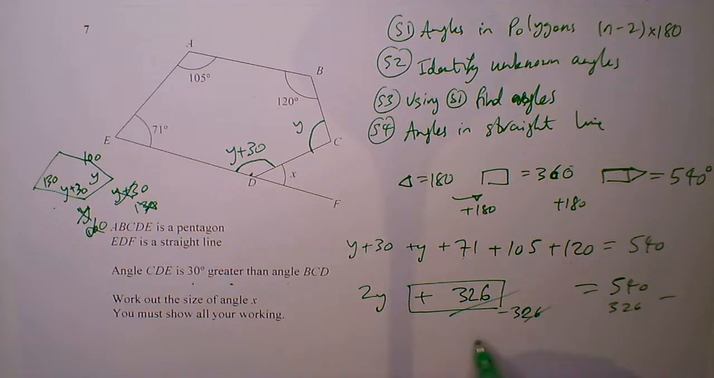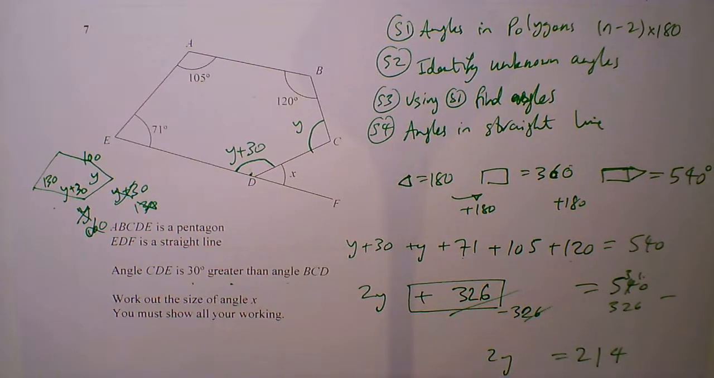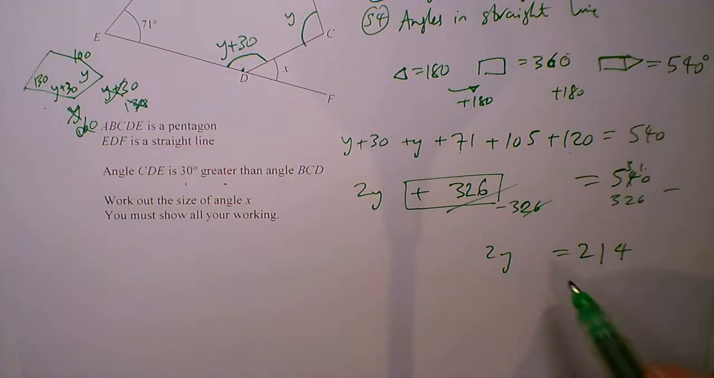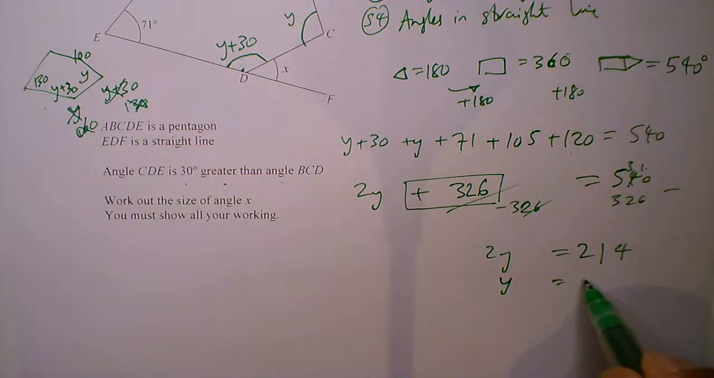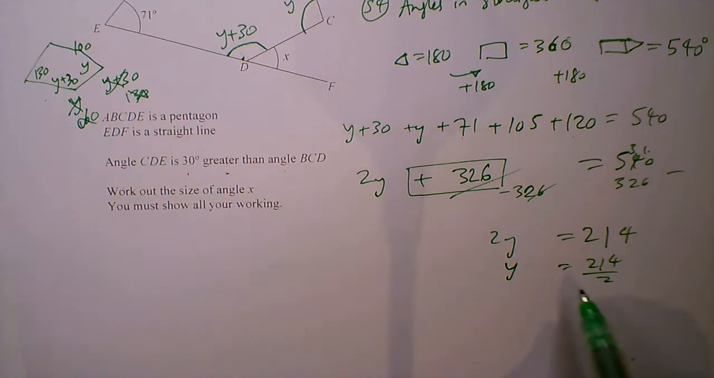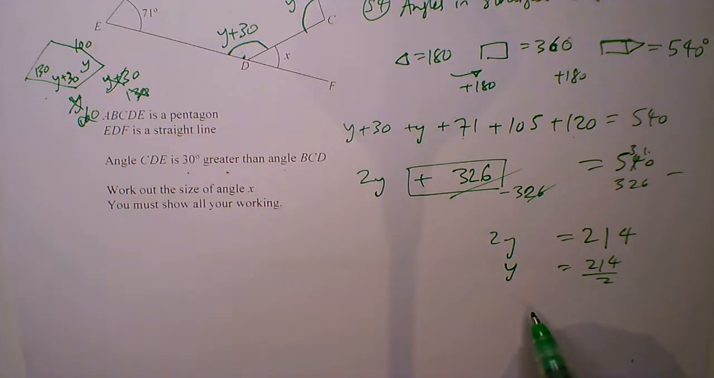So now I need to remove the 326 first, minus 326 on both sides. So these will cancel. 2y equals, this becomes 4, 3 take away 2 is 1, 5 take away 3 is 2. So this is 214. Now I can divide by 2. So y equals 214 divided by 2. Half of 200 is 100. Half of 14 is 7. So that's 107. So y is 107.